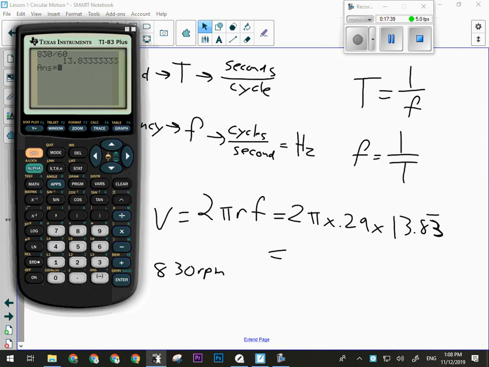So times 2 times, should I use 3.14 or the full value of pi? Full value of pi, it's right there. Okay, times 0.29. Okay, so the wheel is spinning at 25 meters per second. Oh, not divide, sorry, I'm supposed to multiply. Okay, so that means it's spinning at 90 kilometers an hour.